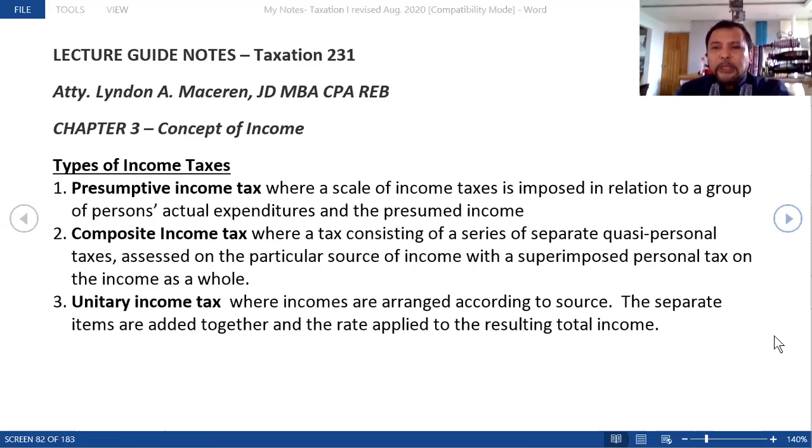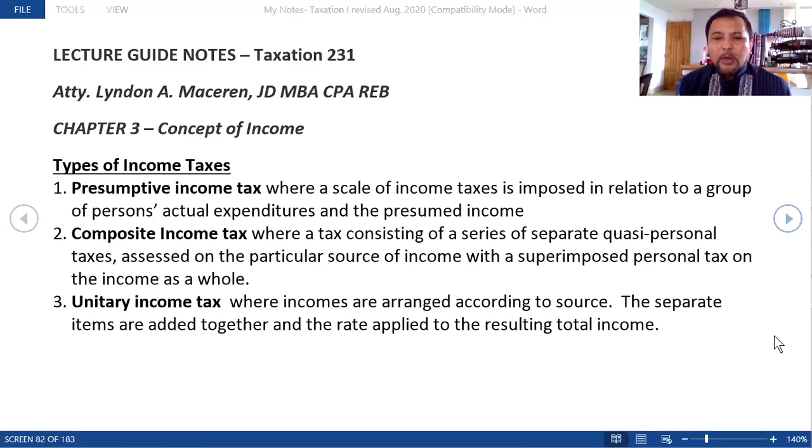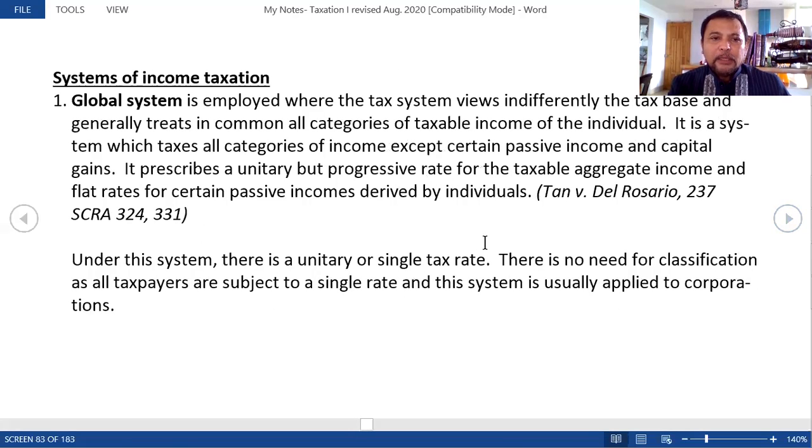The other type is unitary income tax. This is where incomes are arranged according to source. So if it's compensation, that's one source. If it's business, that's another source. And if it's obtained from the exercise of profession, that's another source. So there are three sources. Now the separate items, the separate compensation or earnings shall be added together. Then a rate will be applied to all of them, thus resulting to a total income. So that's a unitary income tax. We do that here in the Philippines.